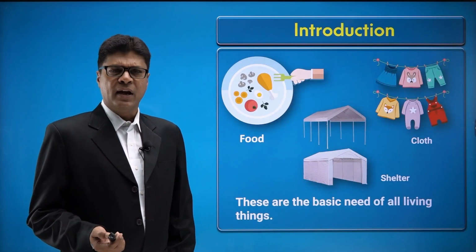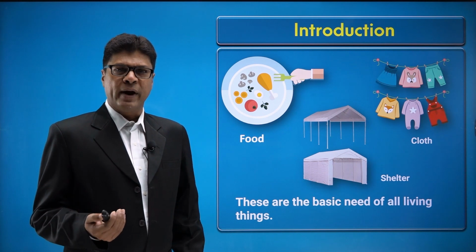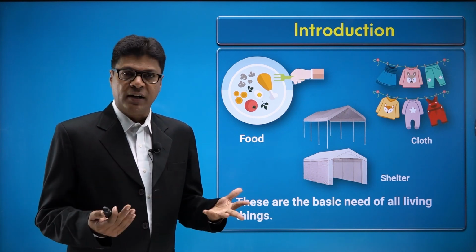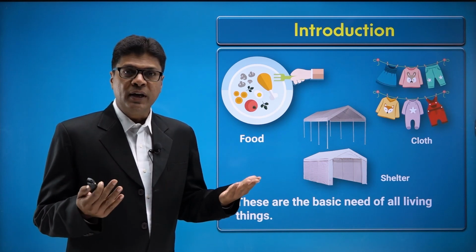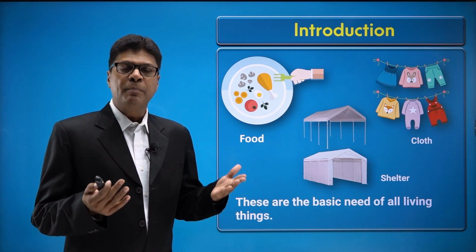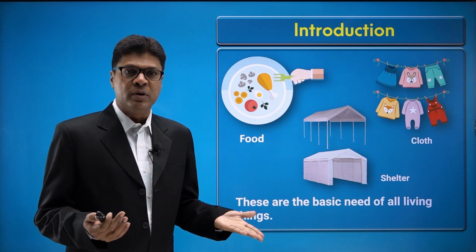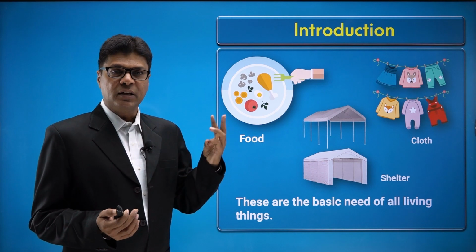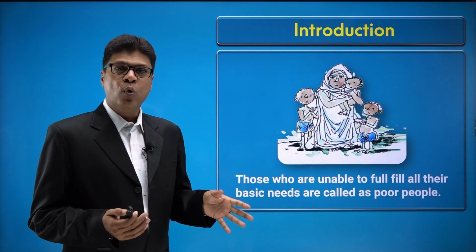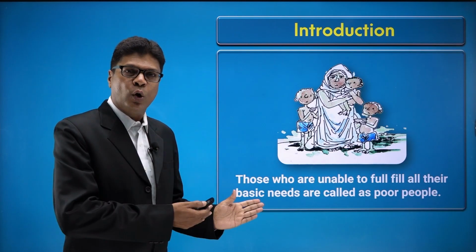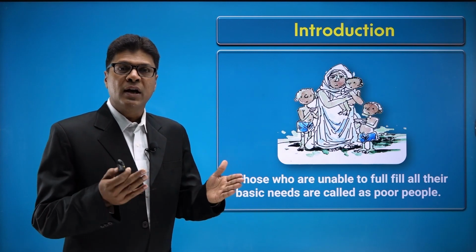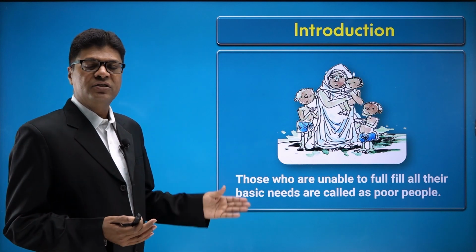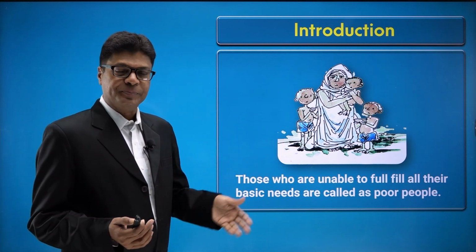What is poverty? As we know, all human beings require three basic needs. What is this? Food, cloth and shelter, which we call in Hindi roti, kapda aur makan, which is the basic necessity of every human being. These are the basic requirements. Those who are unable to fulfill all these basic requirements, roti, kapda aur makan, food, clothing and shelter, are considered as poor people.